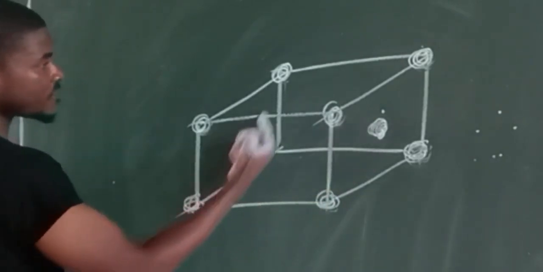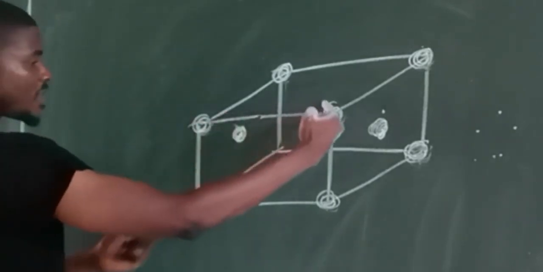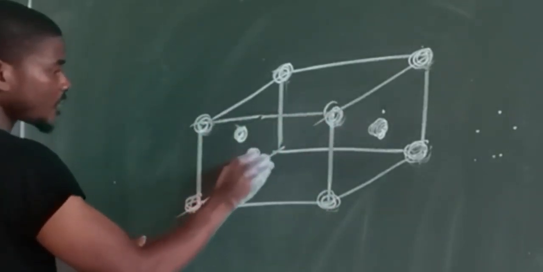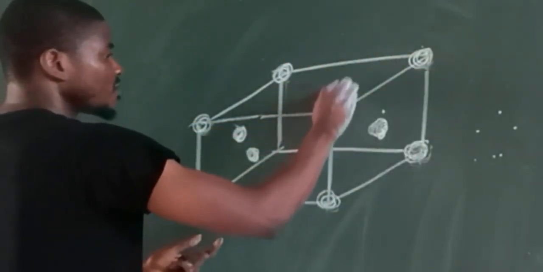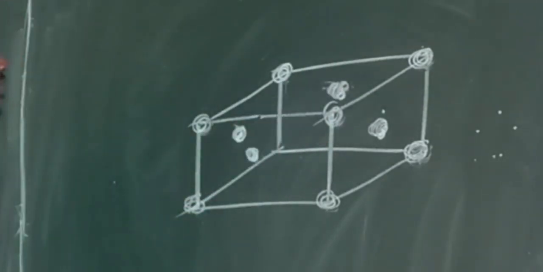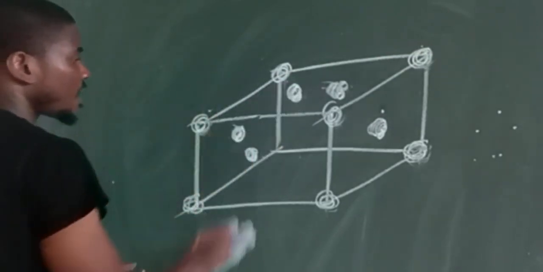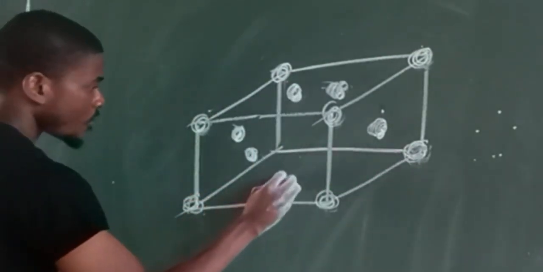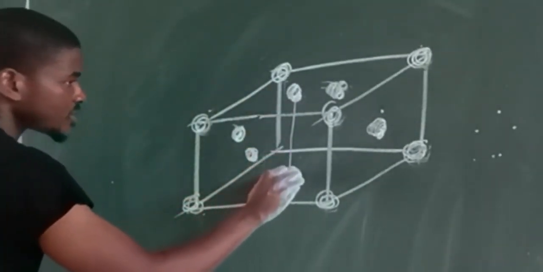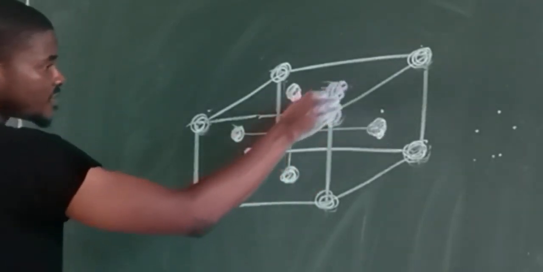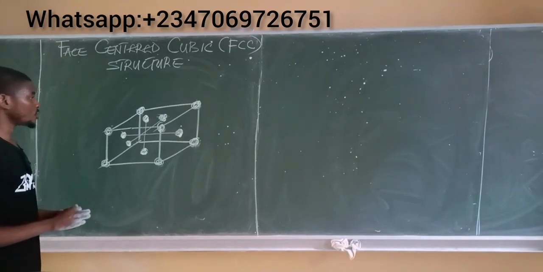Directly opposite this face, which is this other face, we also have a central atom. On this other face itself, we have a central atom as well. And directly opposite this face, which is behind, we also have a central atom. Whereas on this upper face, we have a central atom, and directly opposite it, which is the bottom, we also have a central atom. So these central atoms connect, something like this. This is called the face-centered cubic structure.